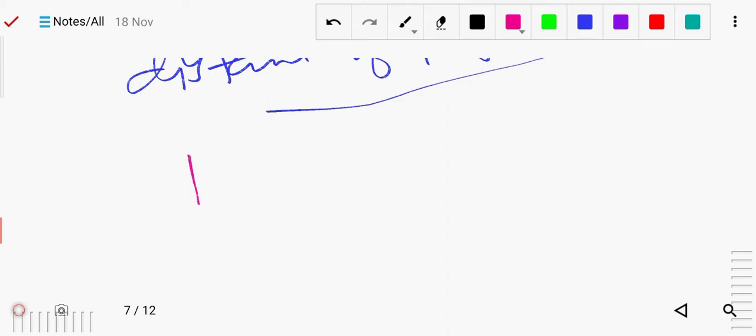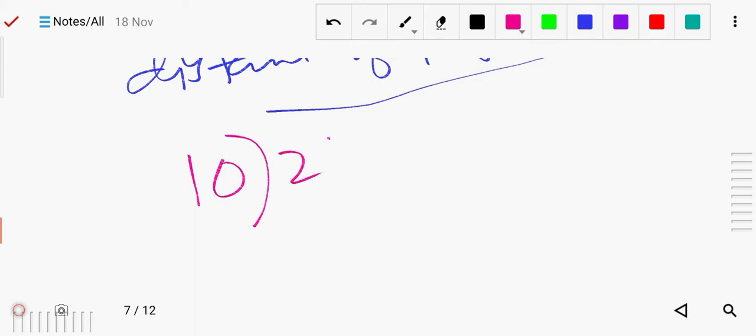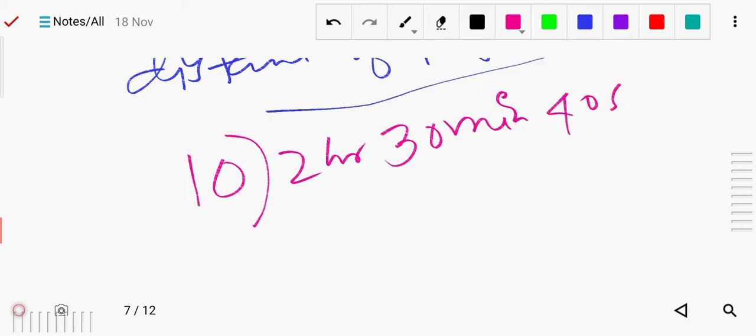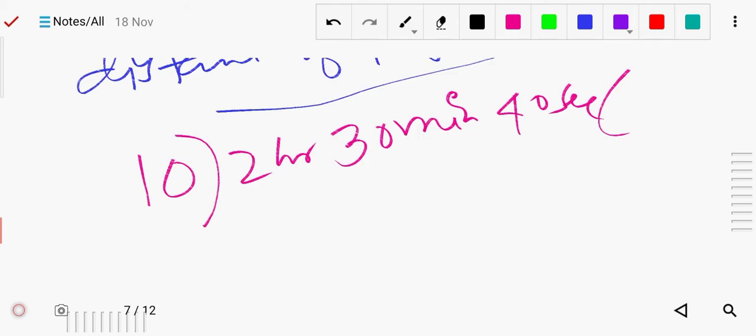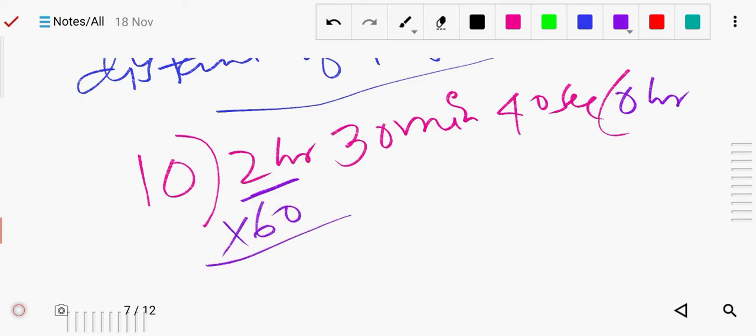So that will be 10. So divided by 10, what is the time? 2 hours 30 minutes and 40 seconds. Same thing we will do. Can we divide this 2 hours by 10? No. So you write here 0 hours. Got it? Now this 2 you multiply by 60, so now it will be 120. So this is your minutes.